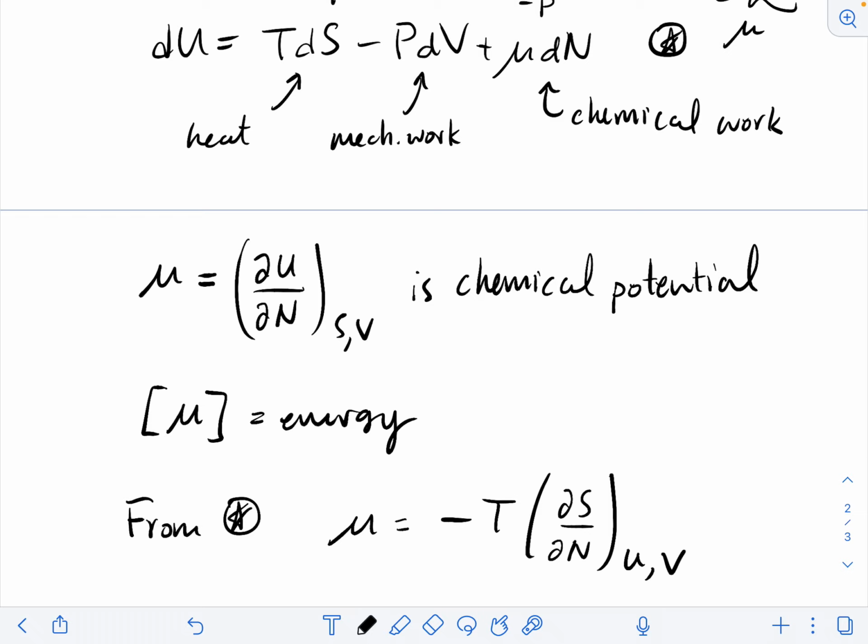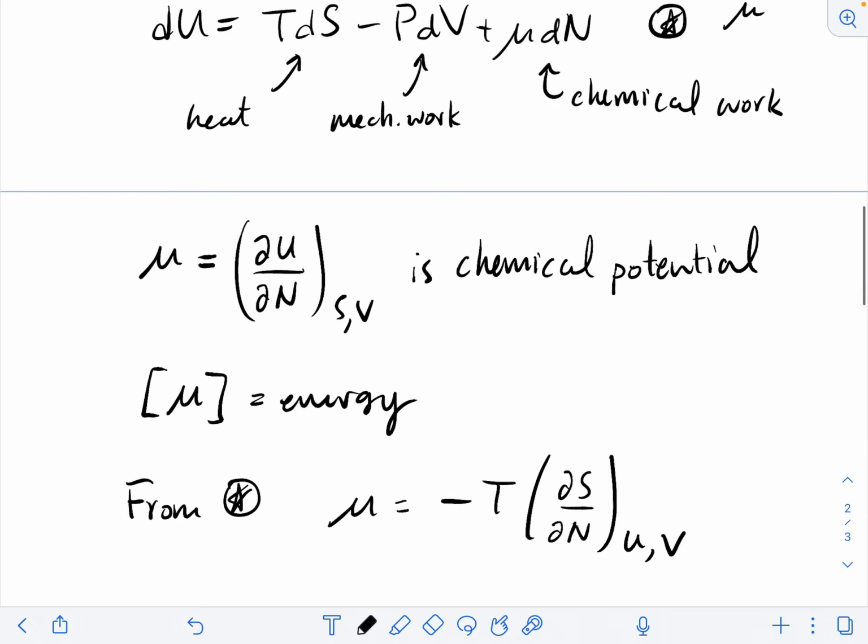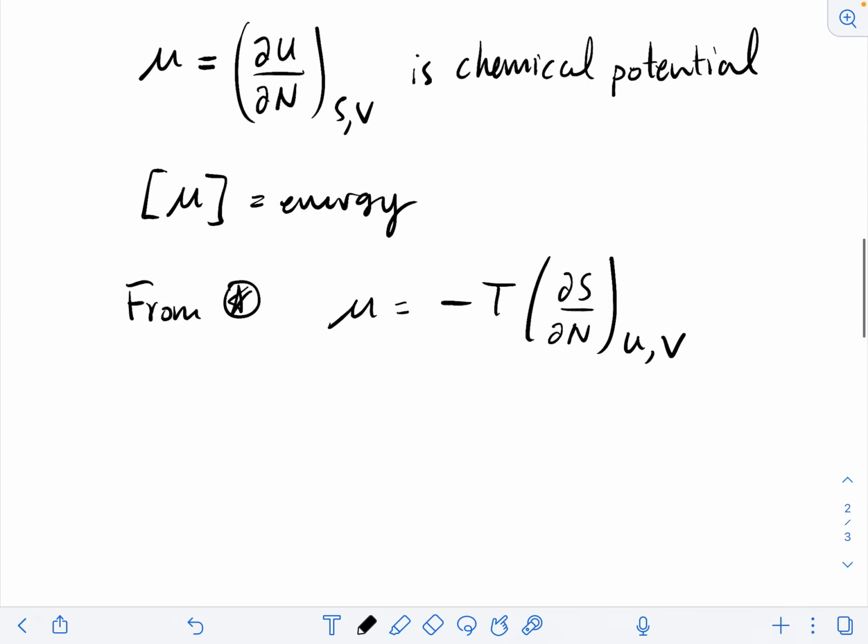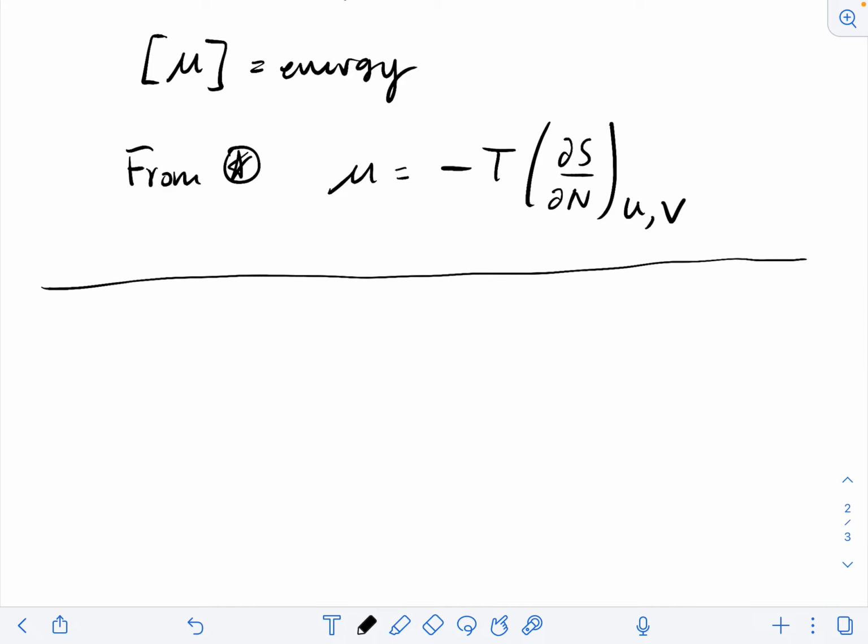That's going to be useful for us because, as we saw in the last video, what we're able to do with these ensembles is to come up with expressions for entropy. And so if we come up with an entropy expression, we could take derivatives of it, and perhaps we can find the chemical potential. Okay, so that was a little recap of some things I think we've seen before. And so now let's get back to the grand canonical ensemble.